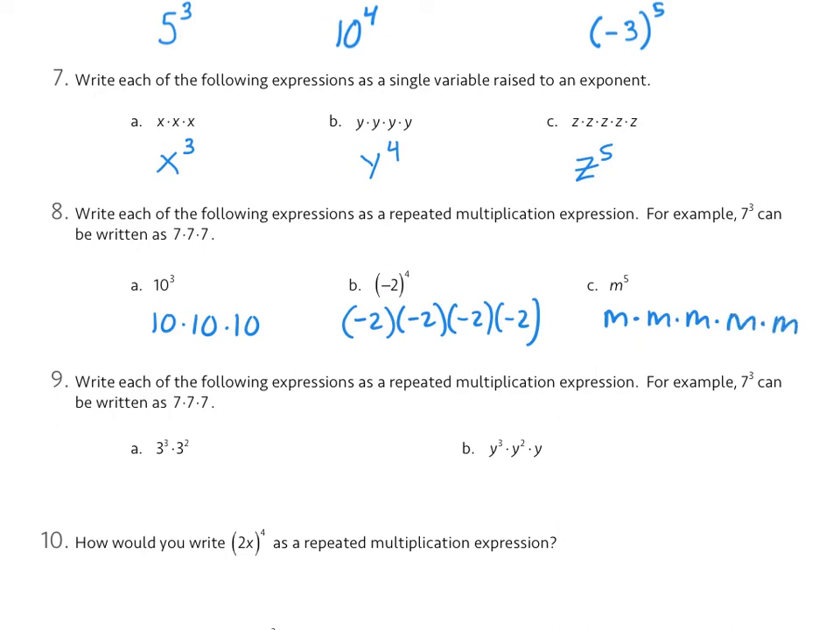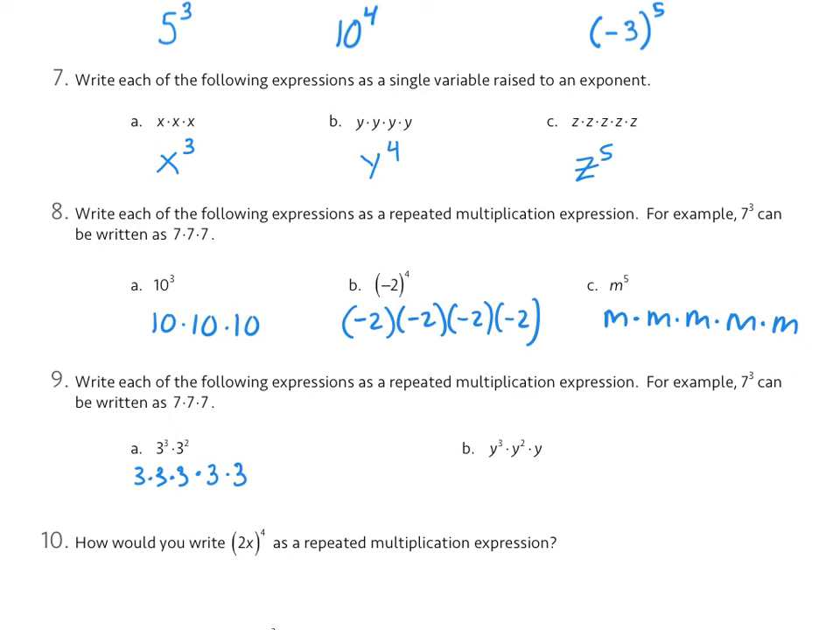Number 9, write each of the following expressions as a repeated multiplication expression. For example, 7 to the 3rd can be written as 7 times 7 times 7. Part A, 3 to the 3rd times 3 to the 2nd. 3 to the 3rd is 3 times 3 times 3, and then I'll bring down a dot for multiplication. 3 to the 2nd is 2 more 3's. That's 5 3's in a row. We're just going to leave it out like that.